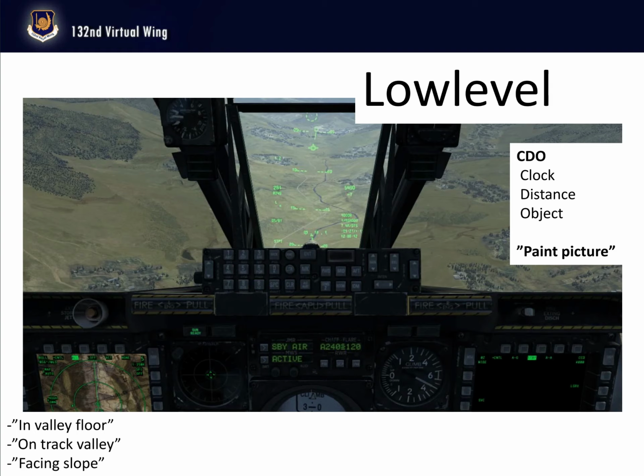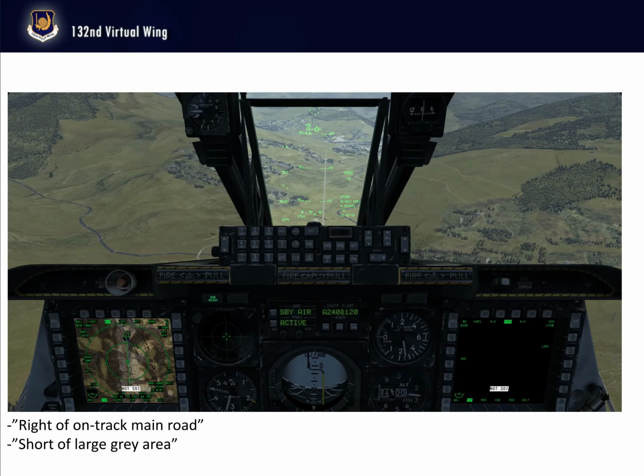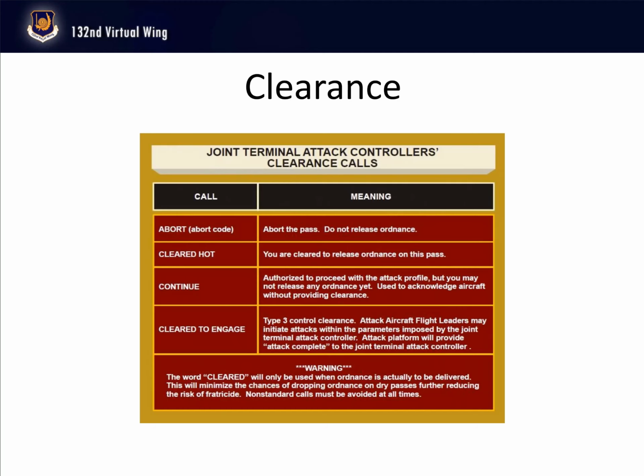Okay, slide 26, clearances. Again, we discussed the brevity already: abort, cleared hot, continue. And one more thing is clear to engage. When we use a type 3, as I mentioned in the beginning of the evening, it basically means that you are cleared to attack several targets on several attack runs, with no specific clearance from me.